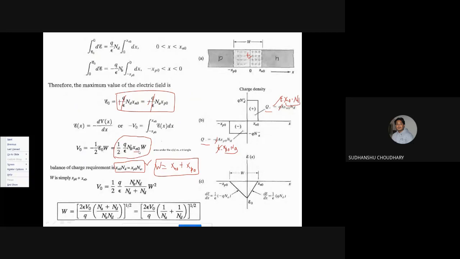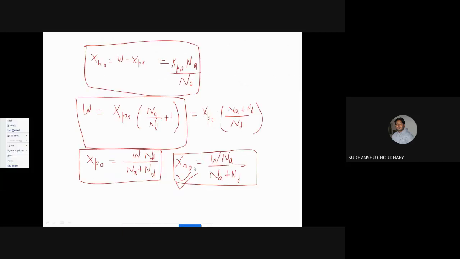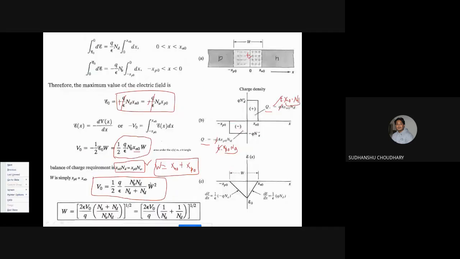Okay. So if I do that, I get a relationship which is this. That is, I get V0 is equal to half q by epsilon Na Nd by Na plus Nd W square. Simply, Xn0 I have put from here. Xn0 is W Na by Na plus Nd, and W is already existing in the numerator here, so it becomes W square, and this becomes Na Nd by Na plus Nd. Okay. Or one can write W from here. So W one can calculate, so that comes out to be equal to this much.